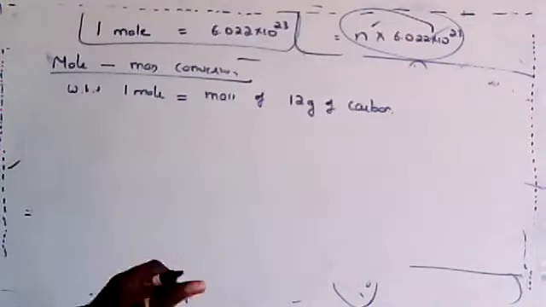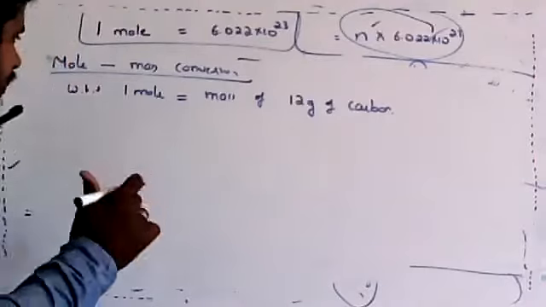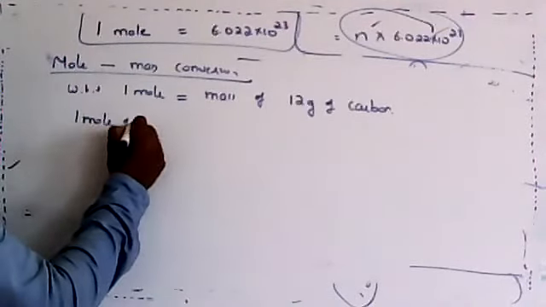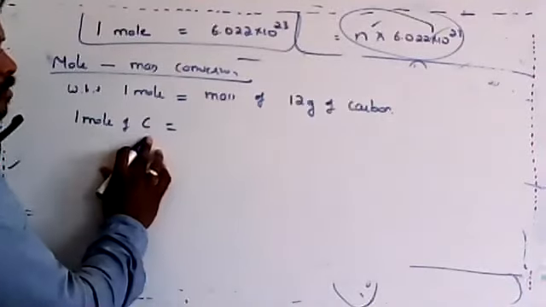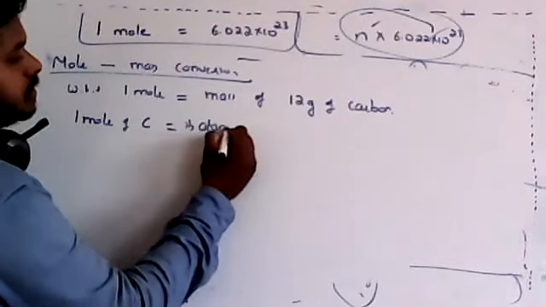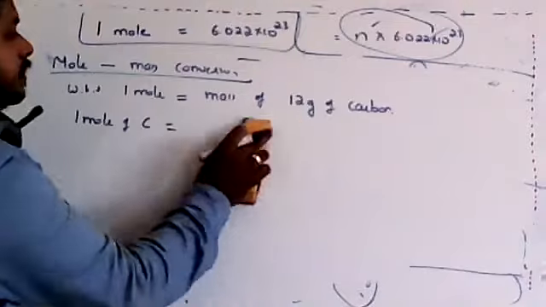Not only that, I won't go for much explanation. I'll just directly come to the point. What it tells here is that 1 mole of carbon is equal to its atomic mass, or the atomic mass of carbon. Okay, I'll write that one.